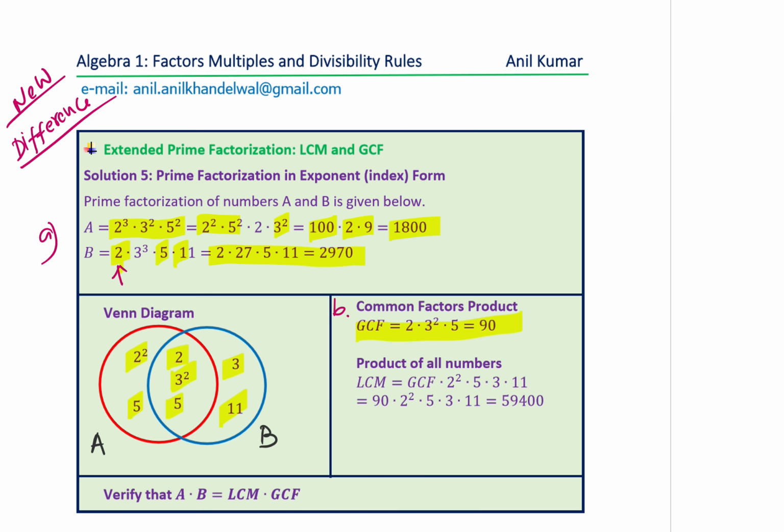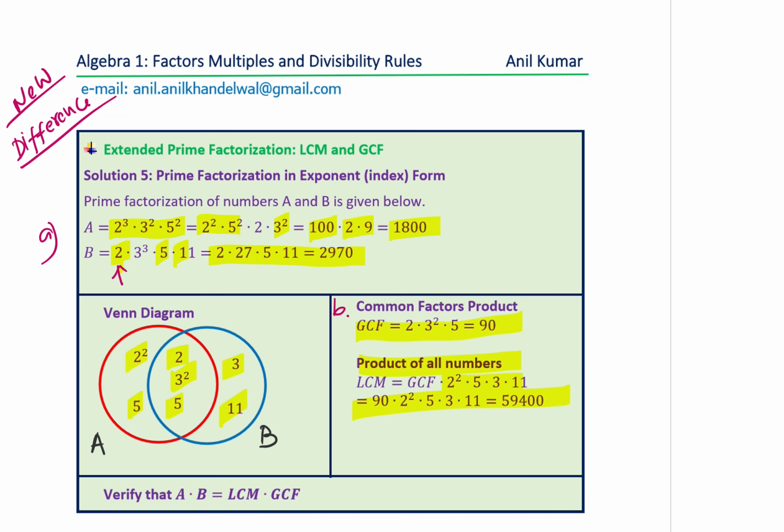That's interesting. Okay, so we did get the GCF, which is 90 this time. To find the LCM, it is basically the product of all the numbers, including the GCF. Now, when you multiply these numbers, you may need a calculator to do so. You get your answer, which is 59400. Is that clear to you? Perfect.